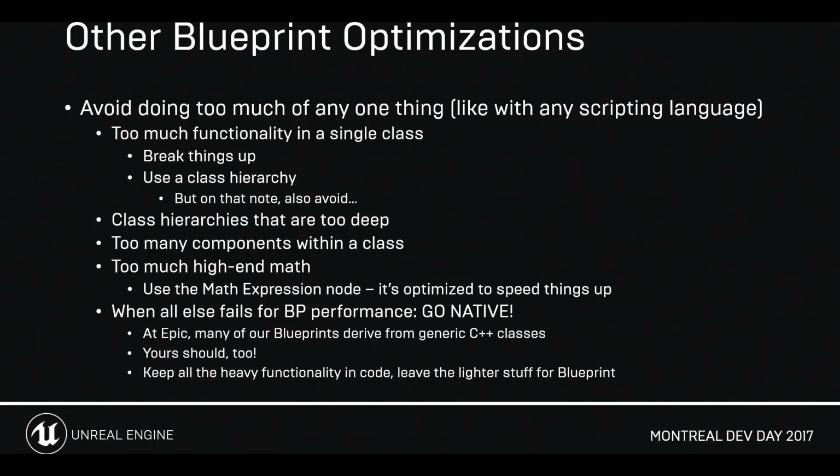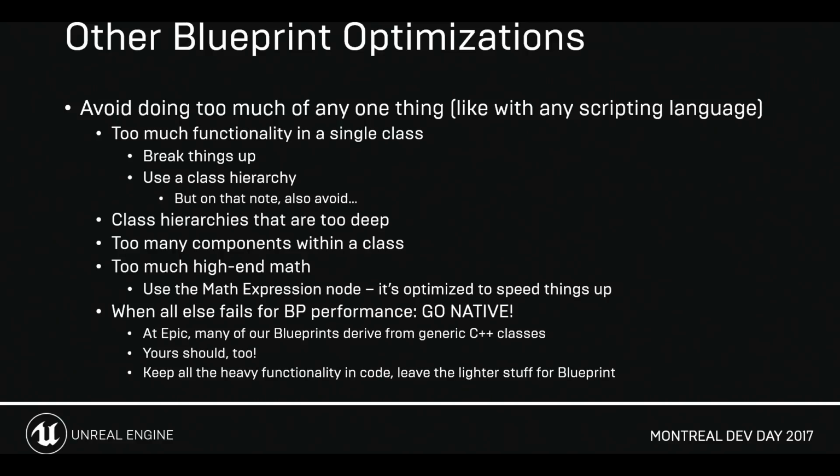Avoid too much high-end math. I have seen folks who are really proud of some really cool math equation they did with traces or something in Blueprint, and it turns out they went through a whole bunch of effort to recreate dot product or something. So don't do that sort of thing. We actually have a math expression node. If you haven't seen it, right-click, type math expression. You can just type an expression into it, and it'll build the graph for you on the back end. And that system is already optimized to go fast. So if you have to do high-end math, try to do it that way.